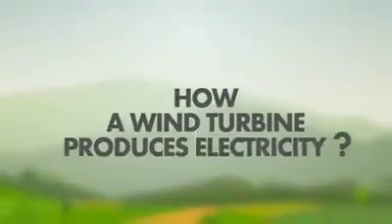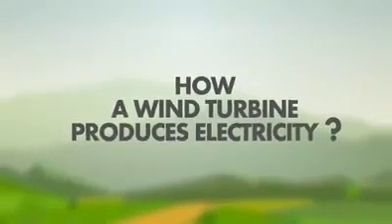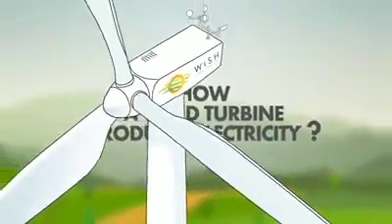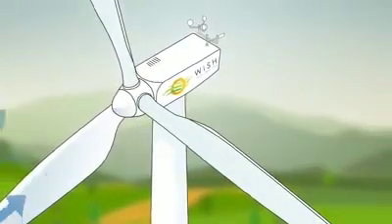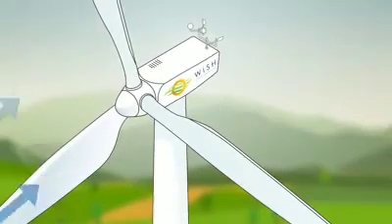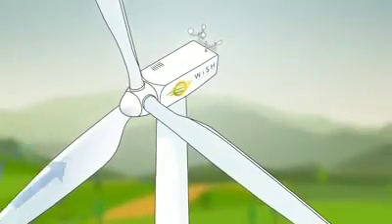Let's understand how a wind turbine produces electricity. But first, do you know what wind energy is? Simply put, wind is moving air that contains kinetic energy, and the wind turbine converts this kinetic energy into electricity.